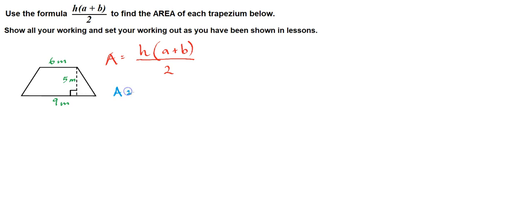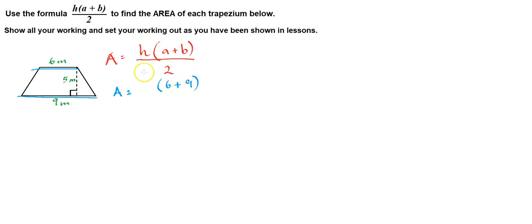If we look for a and b, it's quite hard to spot a and b sometimes, but it's generally very easy if you remember that sides a and b have to be parallel to each other. So this side and this side are not parallel to each other, so for sure they are not a and b. This side and this side are parallel, so they must be a and b. So let's make 6 side a and let's make 9 side b.